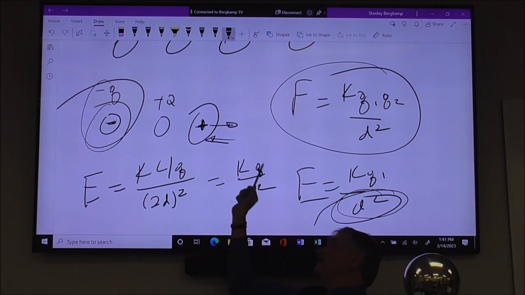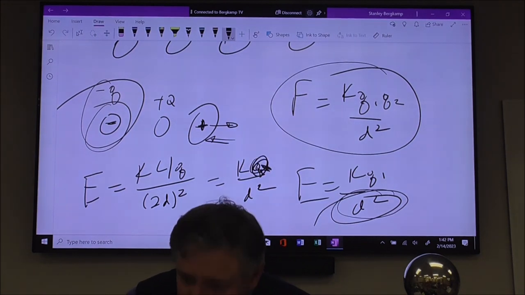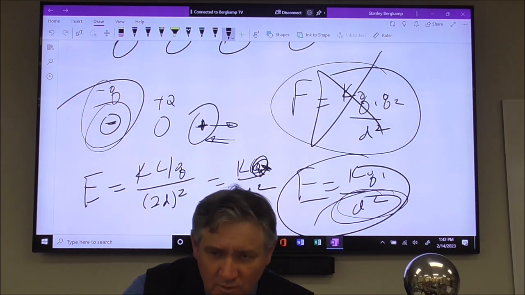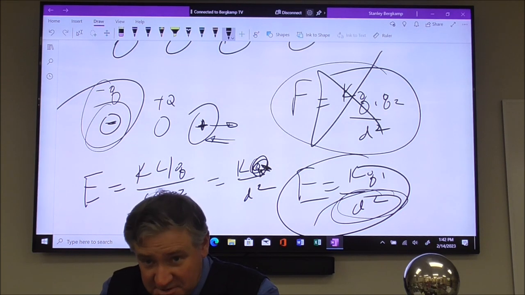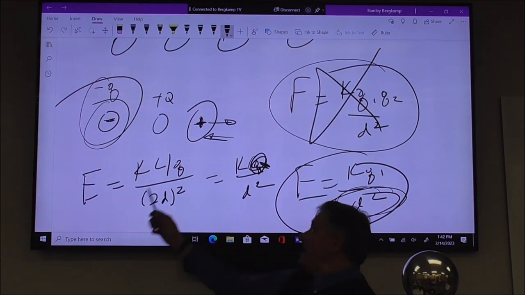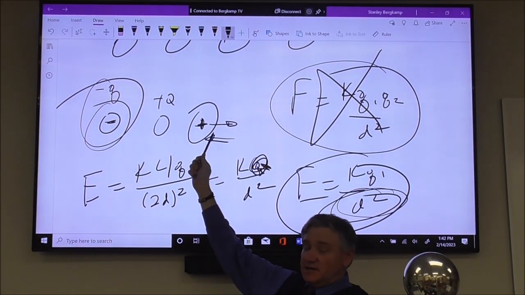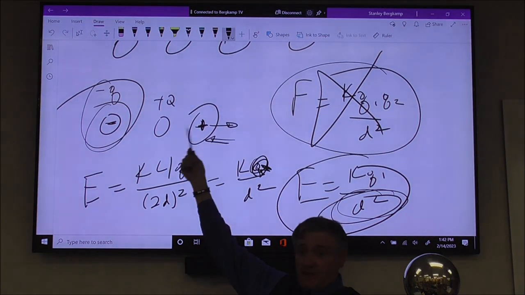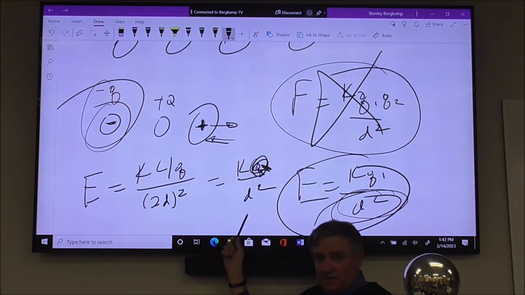Why do we only have one Q, but there's two Qs in the equation? We're looking for electric field, not force. I just said, here are the two equations. One's for force and one is for electric field. I can't calculate the force on this because I don't know what this charge is. All I know is that it's a point in space. So the electric field generated at this point from that positive charge would just be KQ over D squared.